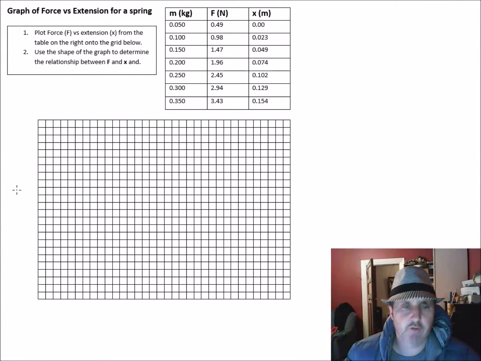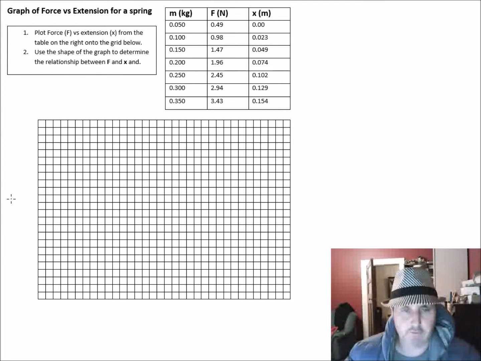Right, in this video here, I'm going to plot a linear graph, a graph of a linear relationship, and I'm going to write a graph equation for the graph after I've calculated the gradient. Okay, so here we're plotting two variables, force against extension.